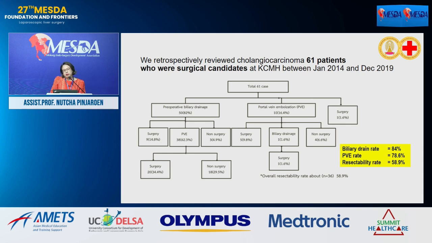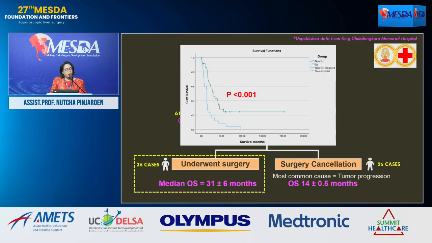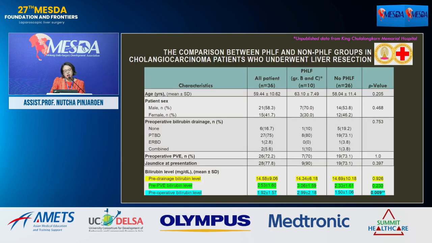This is a review of 61 patients with cholangiocarcinoma in our hospital from 2014 to 2019. 98% required biliary drainage, and PVE was required in almost 80%. And from this series, we got a resectability rate of almost 60%. And when you compare patients who could undergo resection and those who could not, you can see that median OS is significantly better if you can bring the patient to definitive resection.